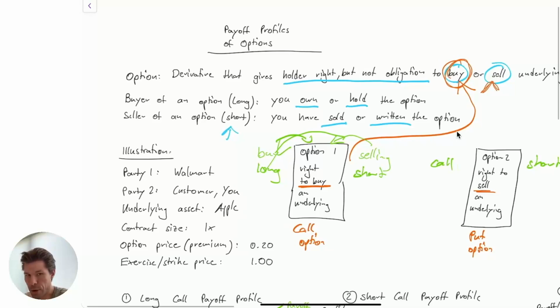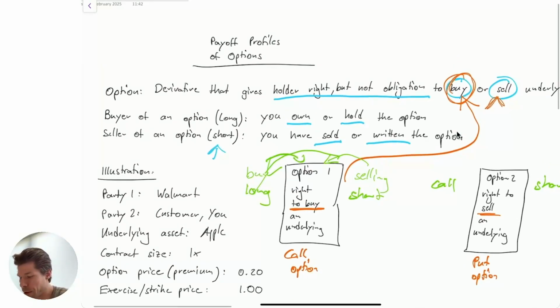So it's sometimes a bit confusing, because we are saying the buyer of an option has a long position, because the buyer, the long party, owns or holds this piece of paper. But the piece of paper could give you a right to buy or to sell the underlying asset. So we have basically four dimensions when we talk about options.